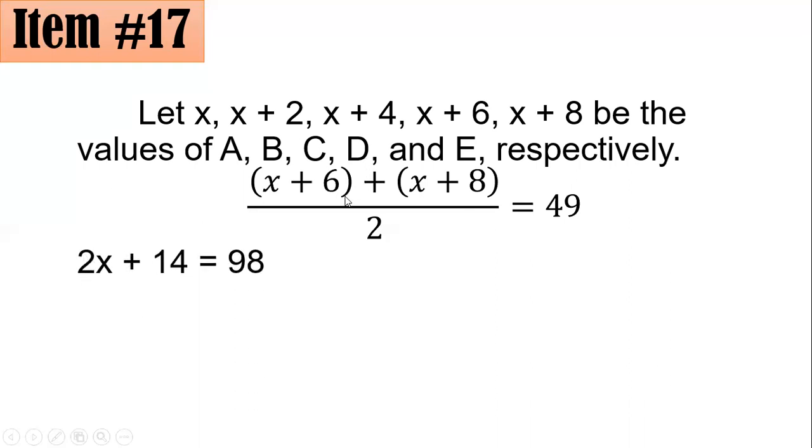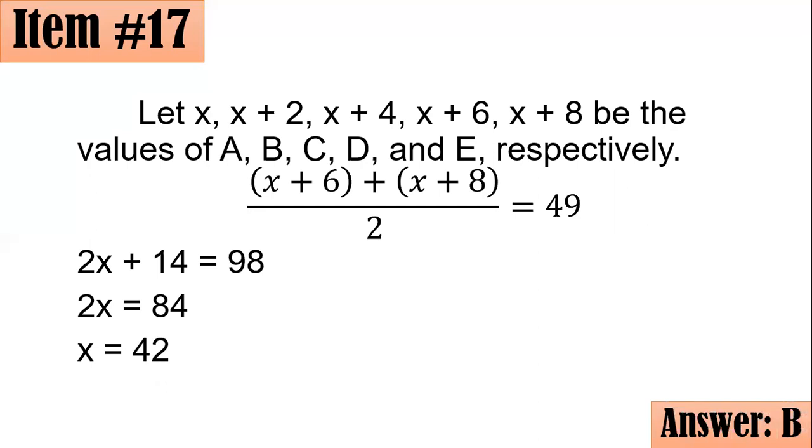The x plus 6 and x plus 8, so x plus x will be 2x, 6 plus 8 will be plus 14, and multiplying both sides by 2, 2 times 49 will be 98. That's the reason how come I have 2x plus 14 equals 98. Subtracting both sides by 14, we have 2x equals 84. And dividing both sides by 2, we have x equals 42. Hence, the smallest number here, which is x, is 42. And that is letter B. Okay, so far, so good.